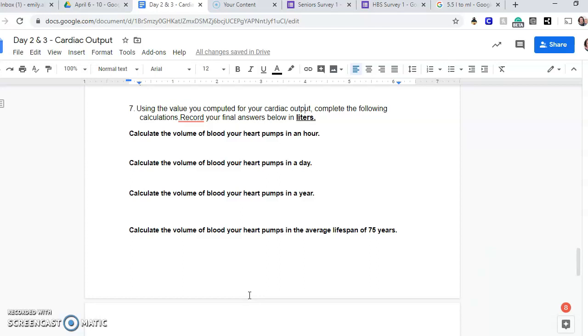So for example, calculate the volume of blood your heart pumps in a day. Well, let's see. If I have 810 liters of blood pumped through my heart in an hour, I'm going to multiply that by what to figure out how much blood my heart pumps in a day. And so you're simply going to be using the number from here to get your answer here, using the number from here to get your answer here, so on and so forth.